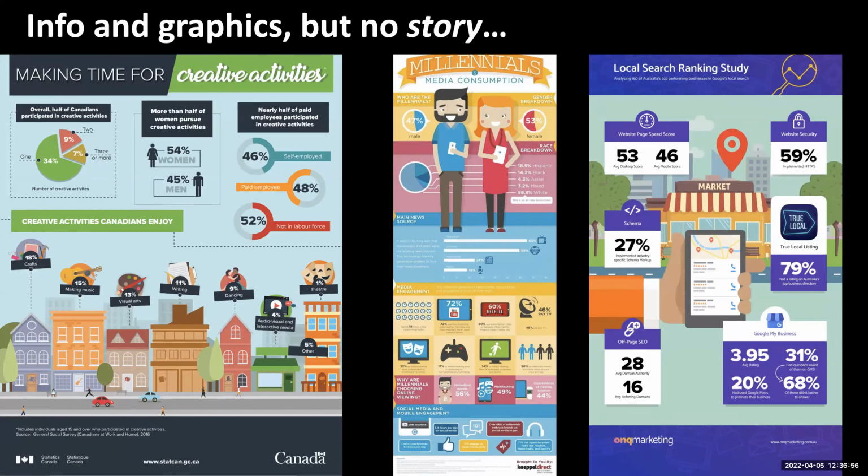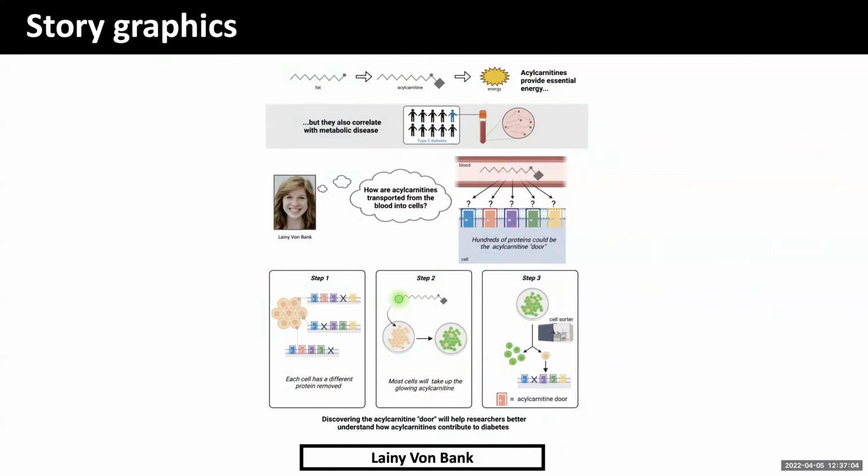What we do in the course is we have you do visuals like this, but with a story in them. Here's one by Lonnie Van Bank, who took the course last summer. You can see she's talking about fat molecules or lipids and how they turn into acylcarnitines, and that gives you energy for the cell. But then there's a problem, right?